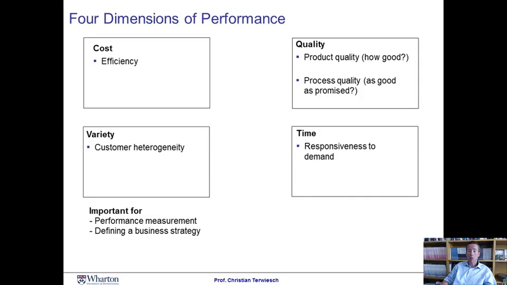Those 4 dimensions are important for 2 reasons. First of all, they are the goals that we strive for in an operation, and so they will guide what type of performance measures we track. And then they're really also at the heart of designing the business strategy. These 4 dimensions give us opportunity to differentiate our operations from others, thereby potentially providing us with a competitive advantage.